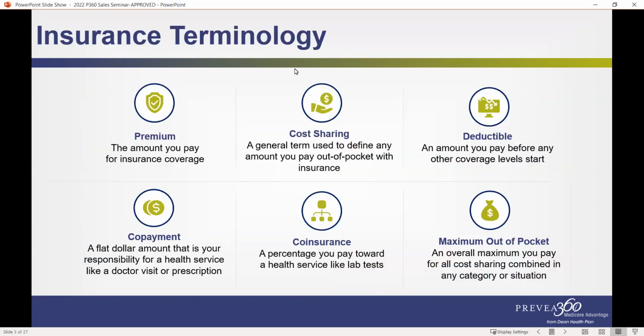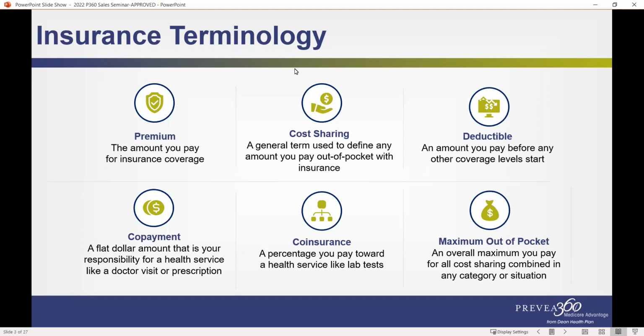So we're going to touch on some key insurance terminology. The first is premium, and this is the amount you pay for your insurance coverage. The next is cost sharing, and that's a general term used to define an amount you pay out of pocket with insurance. So these next 3 examples I'm going to talk about are all forms of cost sharing.